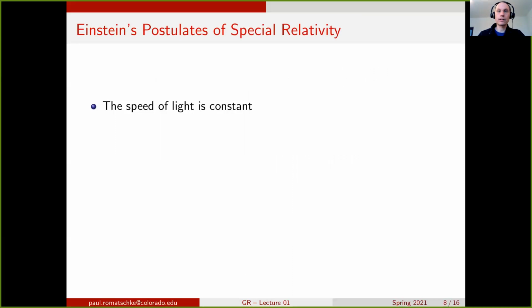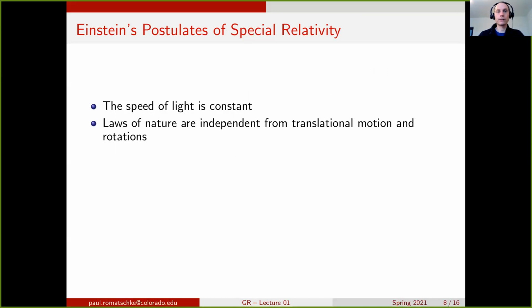So what did Einstein do in one of these brilliant papers, in the special relativity papers? He came up with two postulates, so assumptions or statements about nature, and he used these to set up his theory of special relativity. One of the postulates in this theory is that the speed of light is constant, and that the laws of nature are independent from the translational motion and rotations.